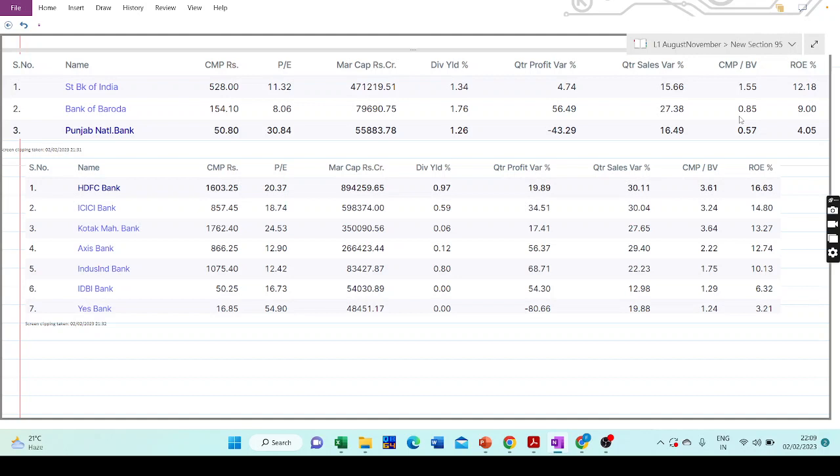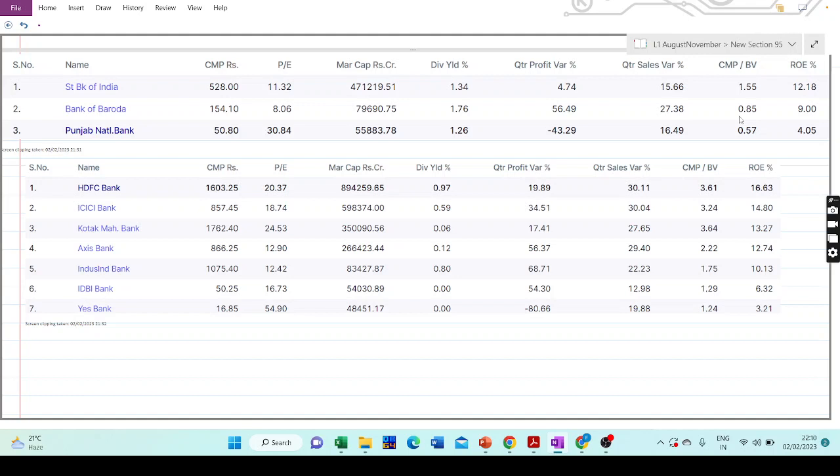So you will be excited that, okay, I found such an undervalued stock, and you'll go and invest in PNB without looking at its ROE. Arey, its ROE is so low, that is why it has a low price to book value. So PNB is not overvalued or undervalued. Please tell me. Undervalued? Yes, undervalued. No, PNB is not undervalued because it has a very low ROE compared to its peers. State Bank and Bank of Baroda are peers of PNB.